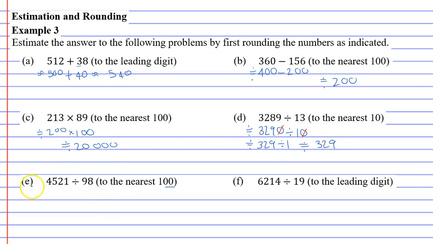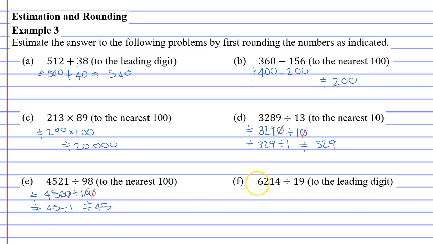Moving on to question E, rounding to the nearest 100, trying to make it end in two zeros. So we get 4,500 divide 100. And just like before, we can cross off zeros at the end. This time we're going to cross off 2 at the end of both of them. As long as you cross off the same amount on both numbers, it's perfectly fine with divide. This means it is approximately equal to 45 divide 1, which is 45.